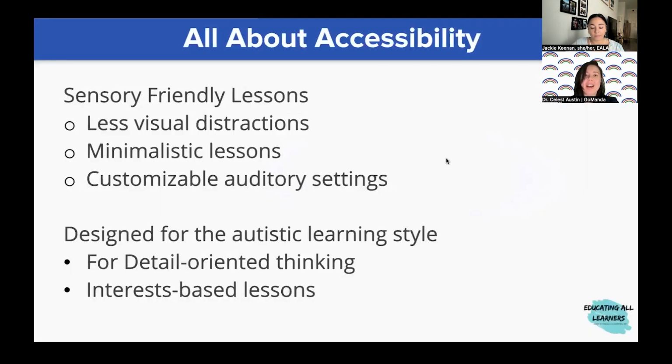One of our accessibility models is because we're servicing and helping autistic individuals. 95% of autistic individuals have sensory differences. So our lessons are sensory friendly. That means less visual distractions that you may see in conventional resources out there that are on apps. We have minimalistic lessons, meaning that they're very minimalistic in design, white background, no distracting cartoons, animations, things that take away from learning for an autistic mind, and customizable auditory settings. Depending on where your sensory differences lie, you can customize the auditory settings if they may be too distracting from learning.